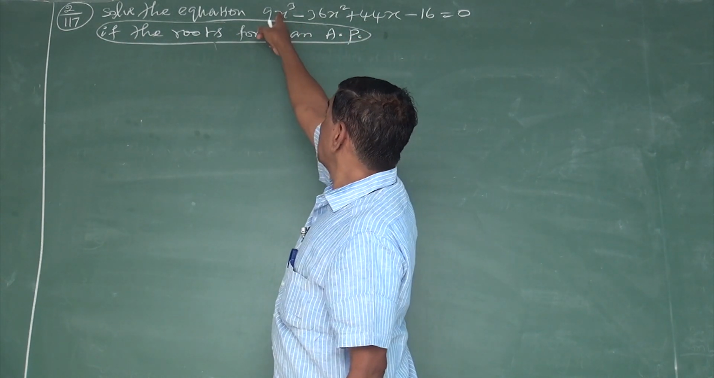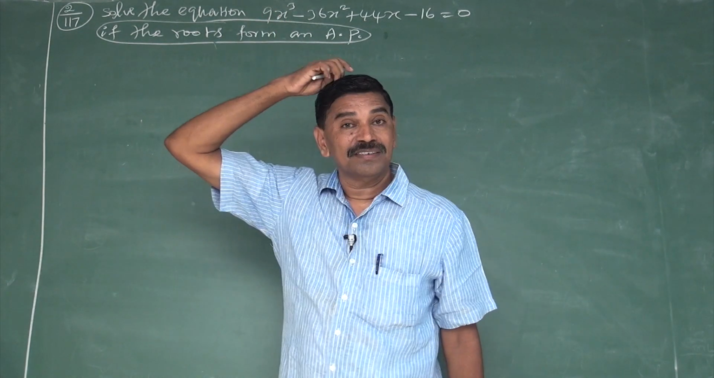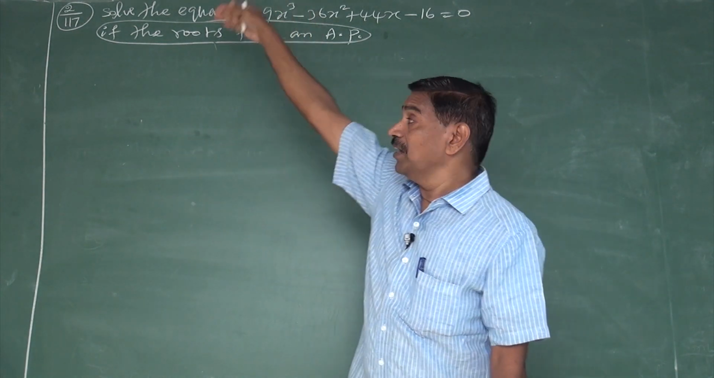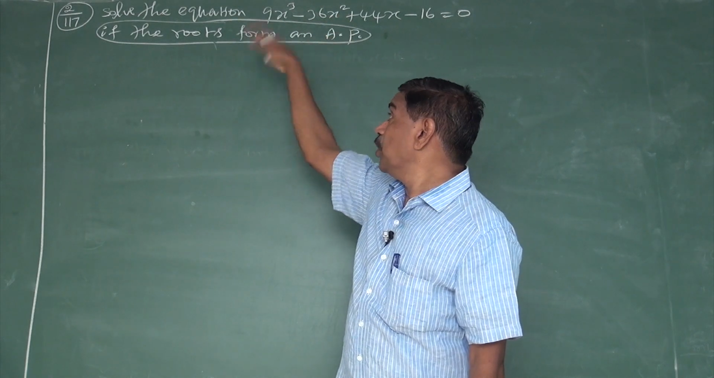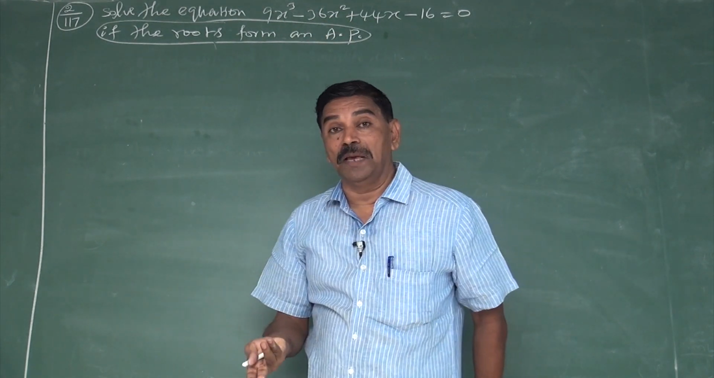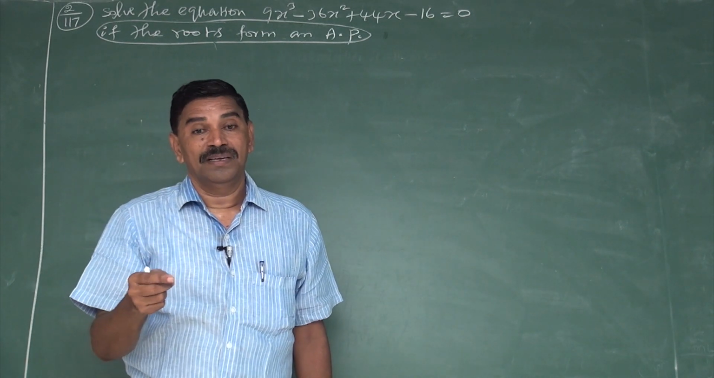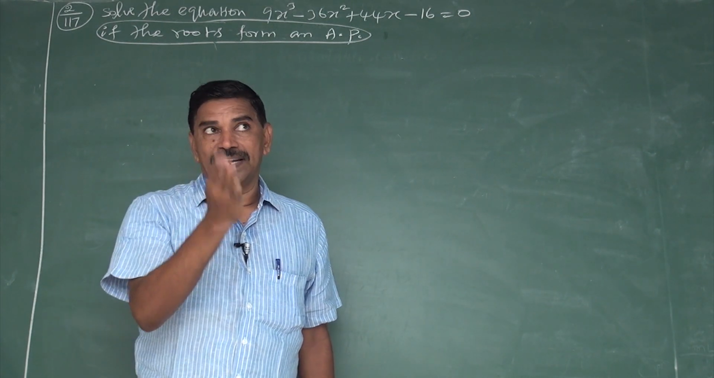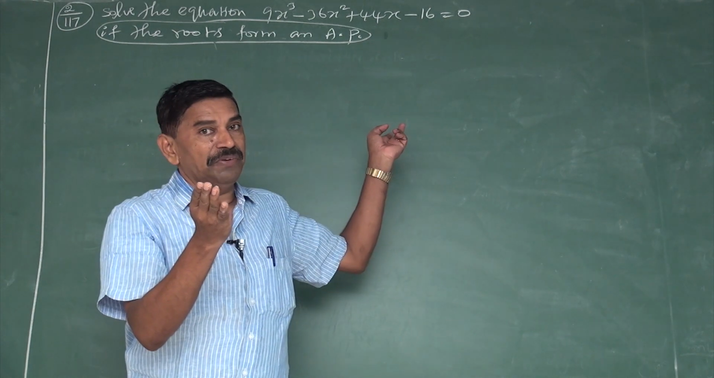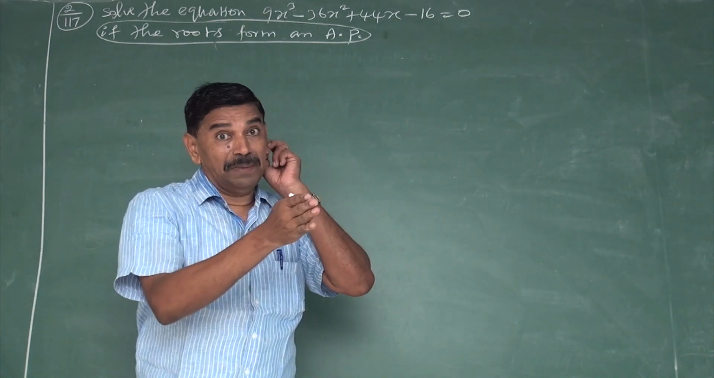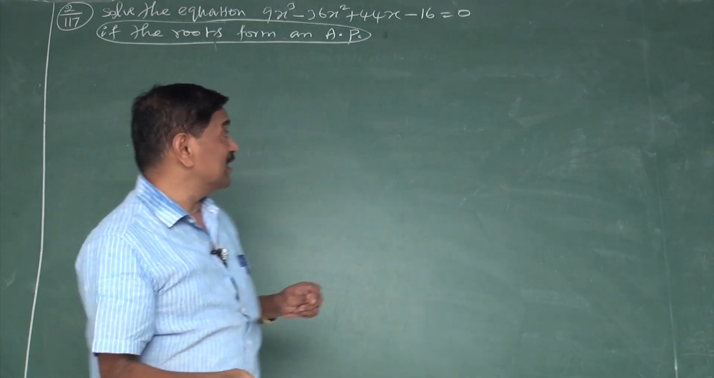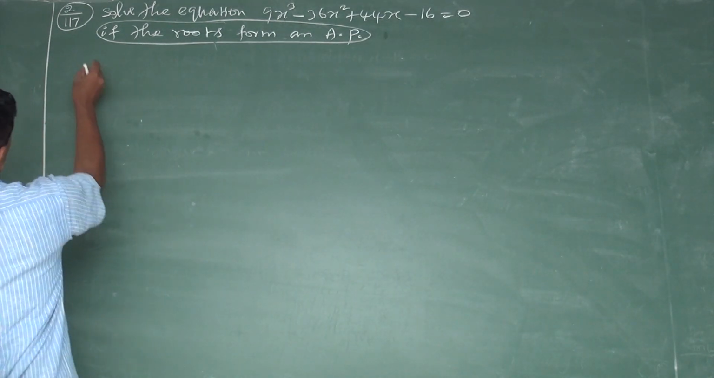It is a cubic equation, it has 3 roots, and the roots form an AP. Now can you tell me any 3 terms in an AP will be of the form? Very good. That is center a, AP is a keyword. So center a, after a plus d and before a minus d. So solution.